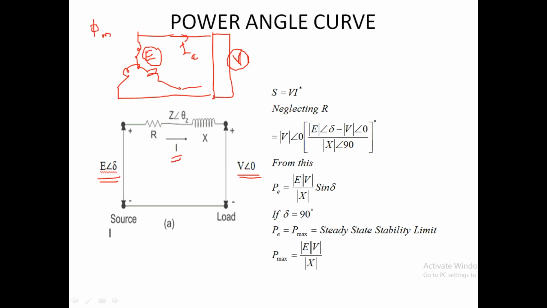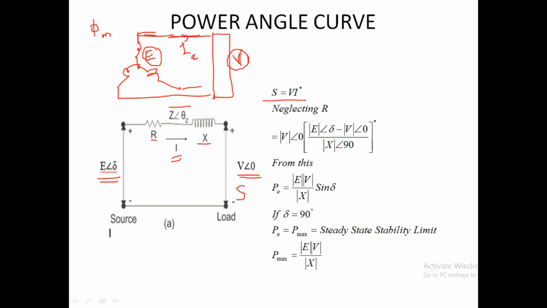I is the armature current, and the winding will have a resistance and a reactance, R and X. Totally we can say this is impedance Z angle theta. This is a very simple representation. Now we have to find the power here. Why are we doing this? Because we have to find the power flow equations for the steady state analysis. So we find the total apparent power S, which includes both P and Q.